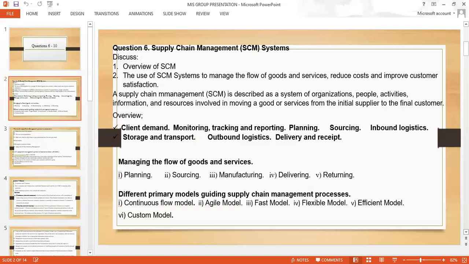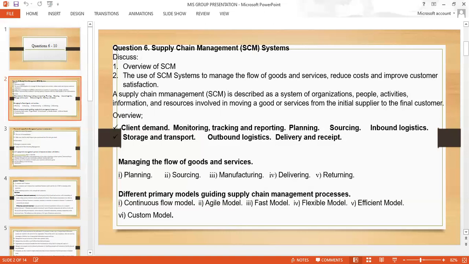The third part of the equation is the models guiding supply chain management, where we have the continuous flow model, which relies on a manufacturer producing the same goods over and over, expecting customer demand with very little variation. Agile model, this is best for companies with unpredictable demand or customer-ordered products. Fast model, which emphasizes the quick turnover of a product with a short life cycle. Then the flex model, which works best for companies impacted by seasonal products like Christmas cards.